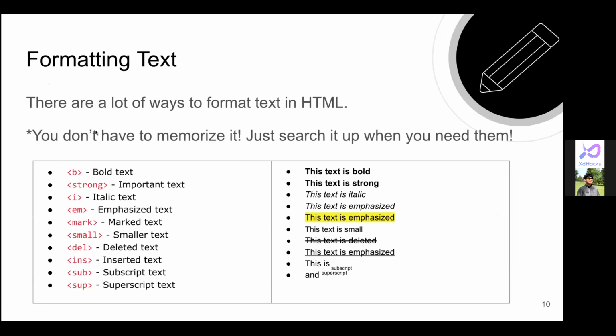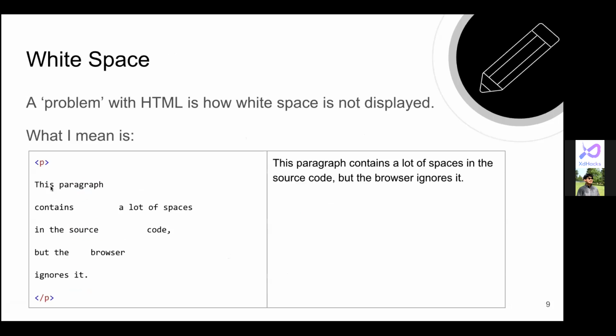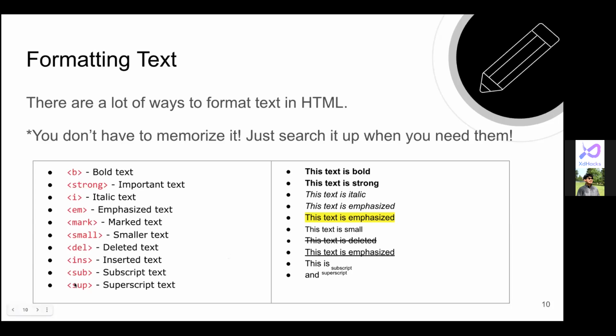So formatting text. There are a lot of ways you can format text in HTML, and you don't really need to memorize these. Just search it up when you need them. And truth be told, I didn't know some of these existed before this. For instance, this is just bold text. And then obviously you would need the end tag too, and just have the content in between, just like here. But just use B instead of P. And yeah, so basically this is just a bunch of different ways you can show your text. And you can always just search these up and you don't need to memorize these.